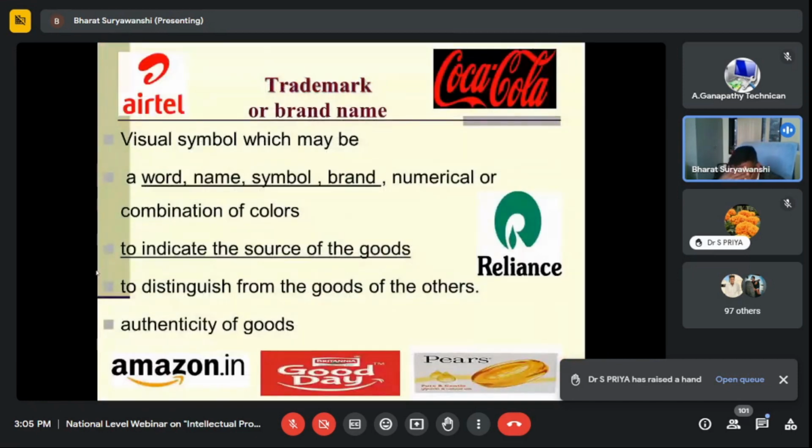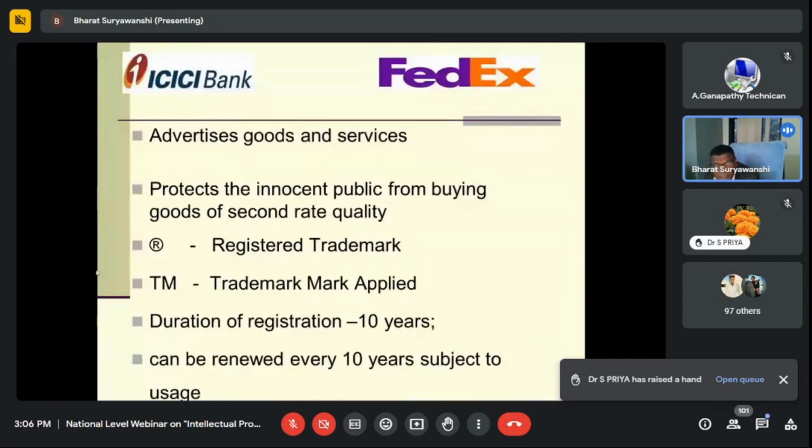Another kind of intellectual property is the brand name or trademark, a visual symbol which may be a word, name, brand, numeral, or combination of colors to indicate the source of the goods and distinguish them from the goods of others, like Tata, Bata, PS. All these are different kinds. It advertises goods and services and protects the innocent public from buying second-rate quality goods. R with a circle is a registered trademark. TM means they have applied for the mark and are yet to get it registered.